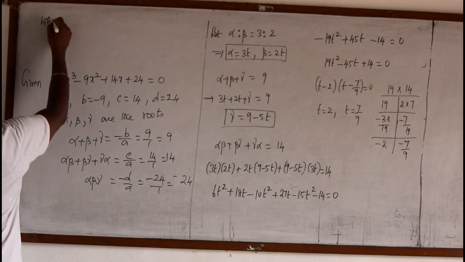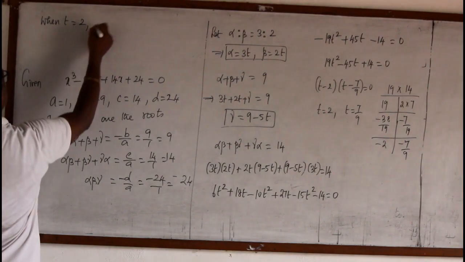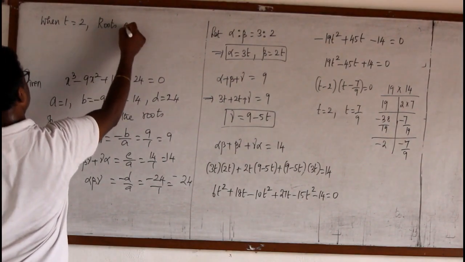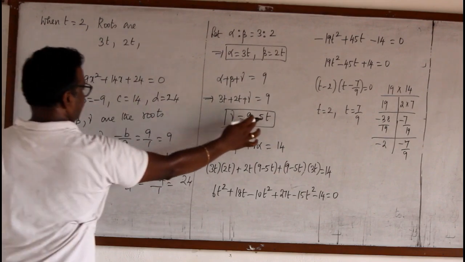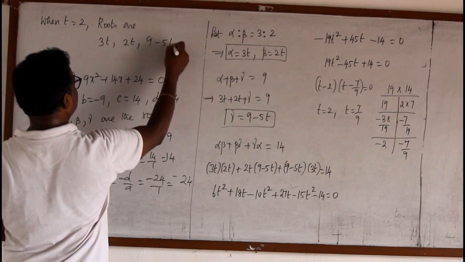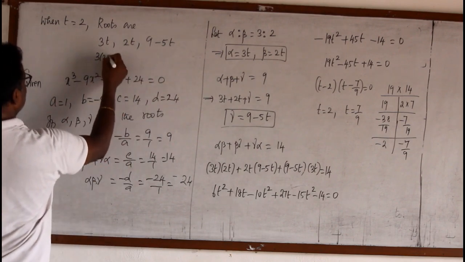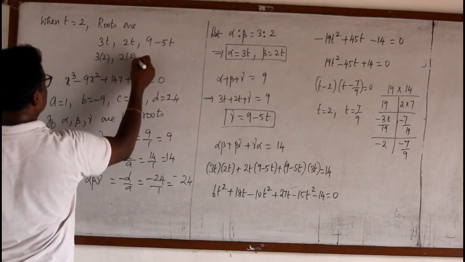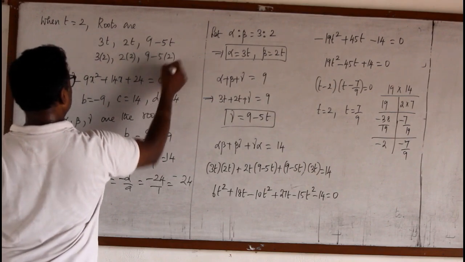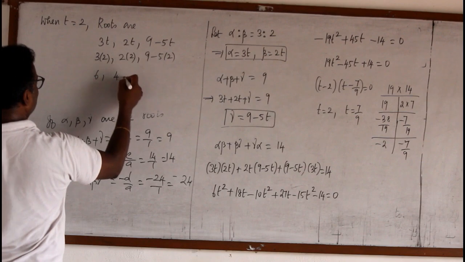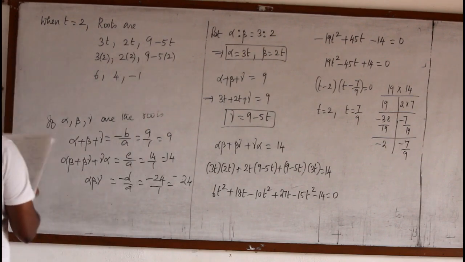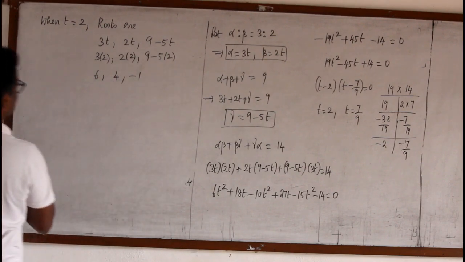Therefore, when t equal to 2, the roots are 3t, 2t and 9 minus 5t. That is 3 into 2, 2 into 2, 9 minus 5 into 2. Therefore the roots are 6, 4, and 9 minus 10, which is minus 1. We can take the other value also.